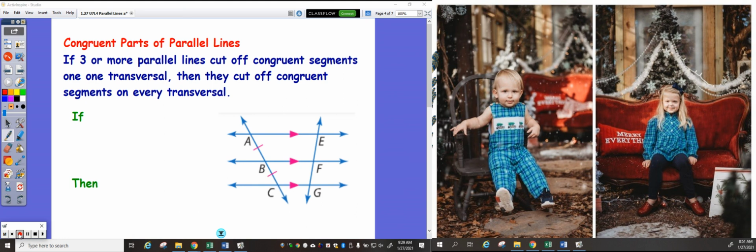But if these lines are parallel to each other, then I can still set the proportions up. But I can do them a little bit differently. I can say that AB corresponds to BC as EF is going to correspond to FG. I can also say that AB is going to correspond to EF as BC is going to correspond to FG. Okay, I can do them both ways.